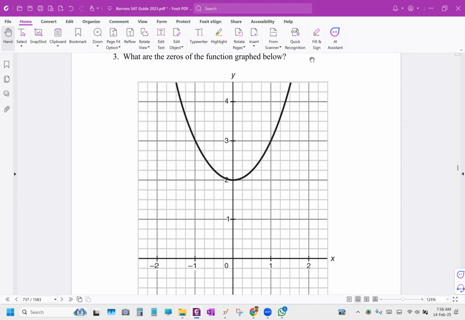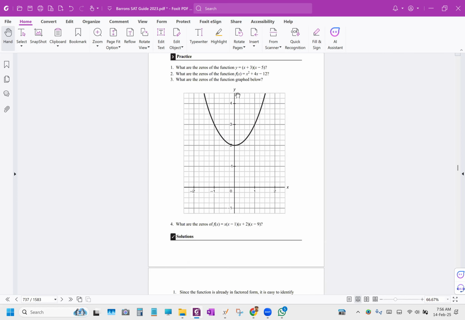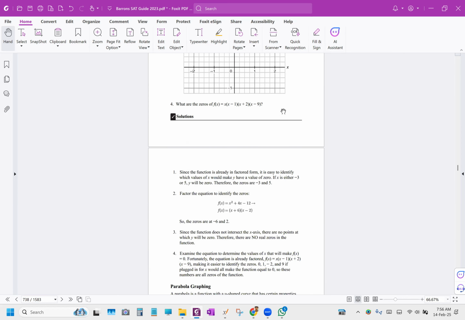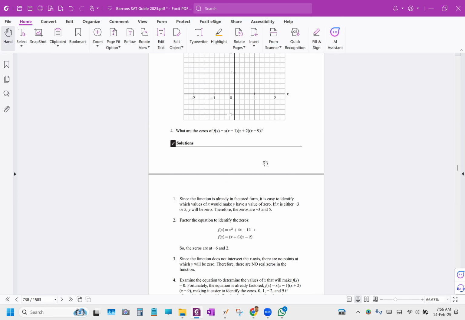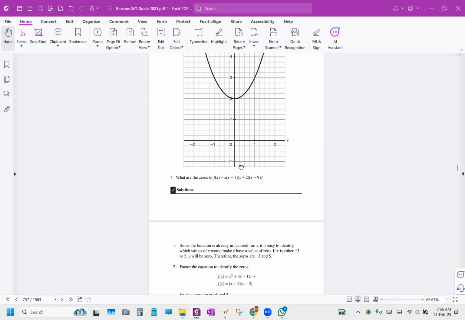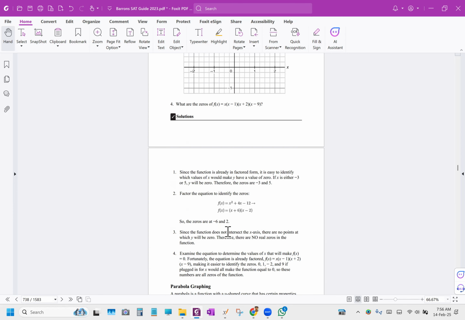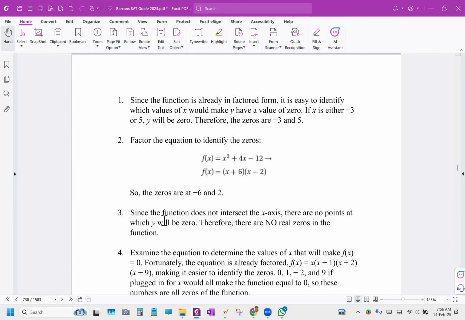So if it is not intersecting the x-axis, what is the meaning? It is not intersecting the x-axis, right? So are we able to find the zeros? No, there's no zero. You cannot really find any zero. So what are the zeros of the function graphed below? Since the function does not intersect the x-axis, there are no points at which y will be zero. Therefore, there are no real zeros in the function. Okay, all right.